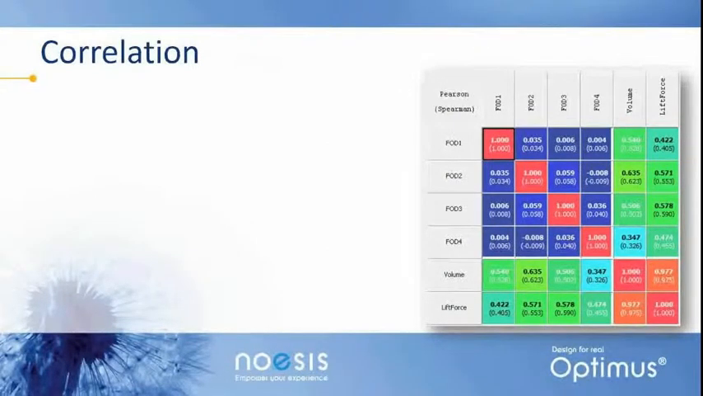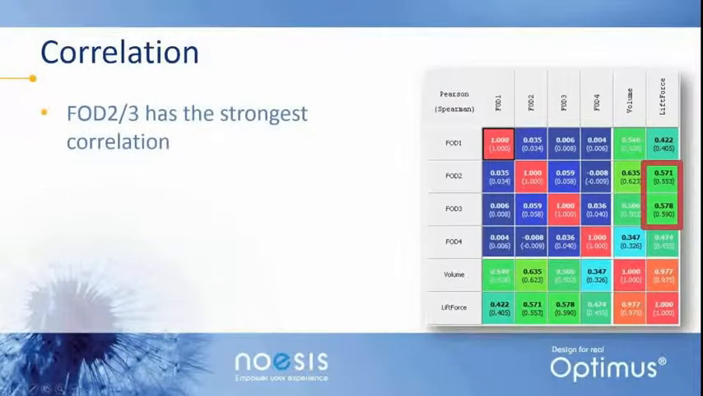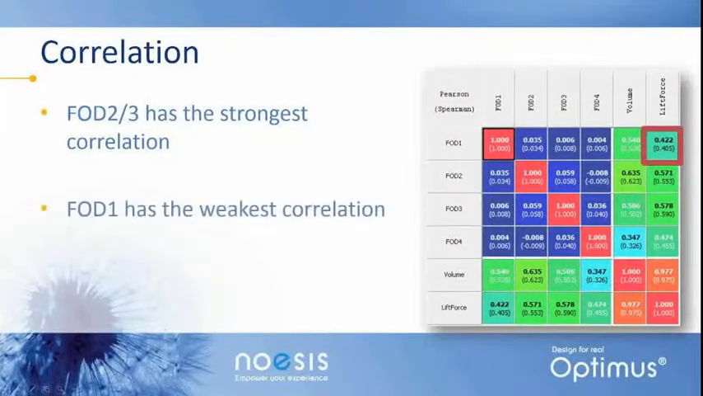So from all of this response data, we're able to generate some correlation. Using tools inside of Optimus, we were able to find the influence that each input variable had on the output variables. And in addition, we were able to find the correlation that the output variables had on each other. So we've identified that the variables FOD2 and 3 had the strongest correlation with lift force, and that FOD1 and 4 had the weakest correlation with lift force.